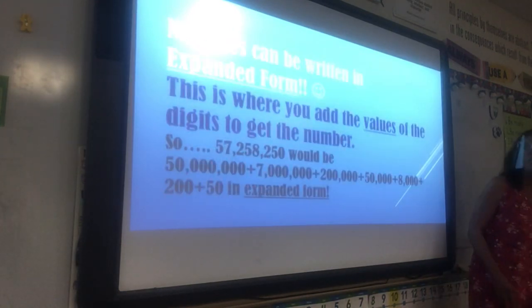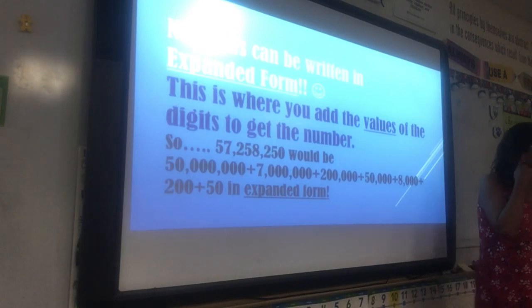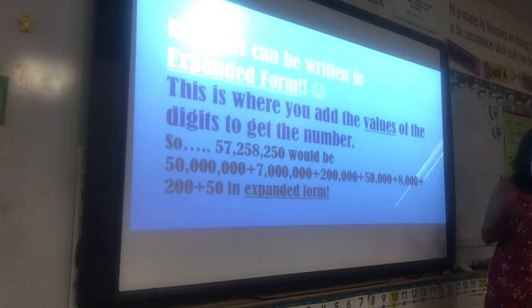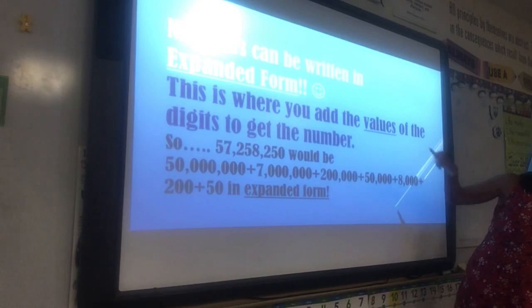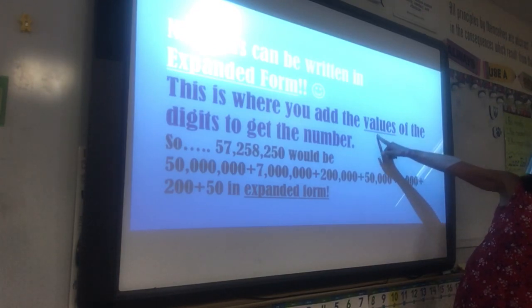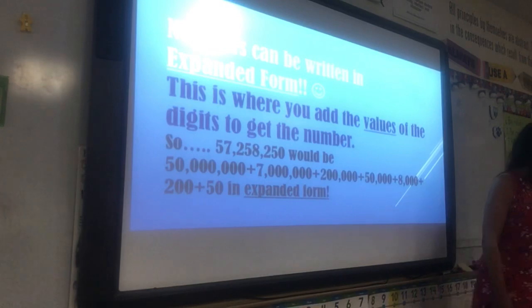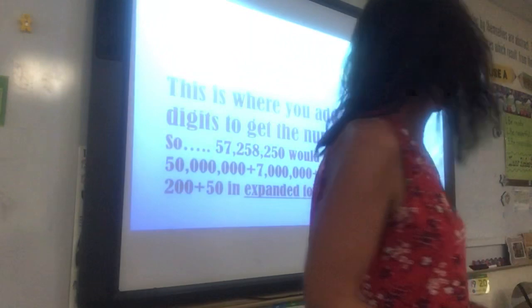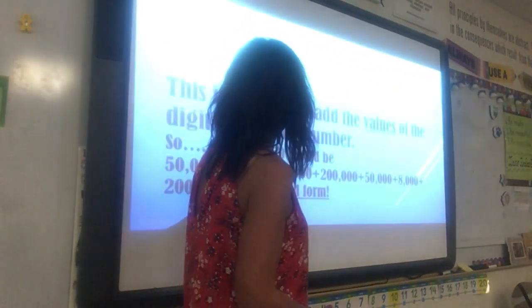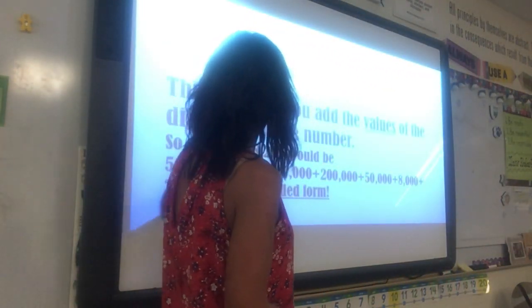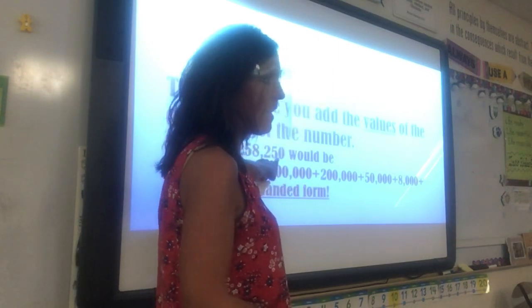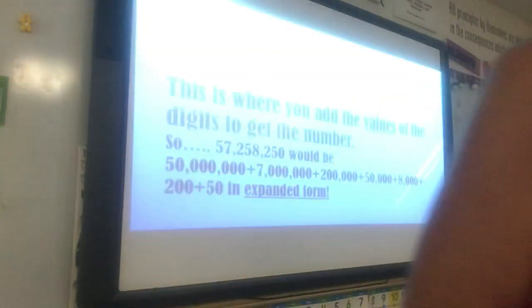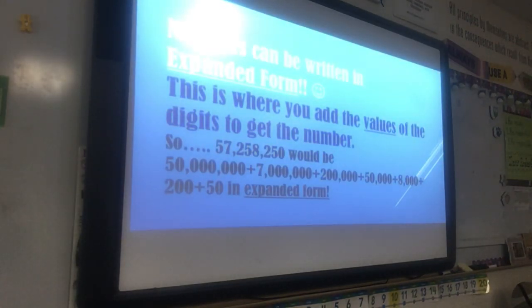Okay, so numbers can be written in expanded form. Okay, so we've talked about word form and we've talked about standard form. So expanded form is where you add the values of the digits to get the number. And obviously with a big number, you're going to have a long expanded form. So write this number in your composition book, 57,258,250. Okay, so write that number down. Okay, and then we're going to write the expanded form and then just put expanded form next to it. So you know that that's what expanded form is called.